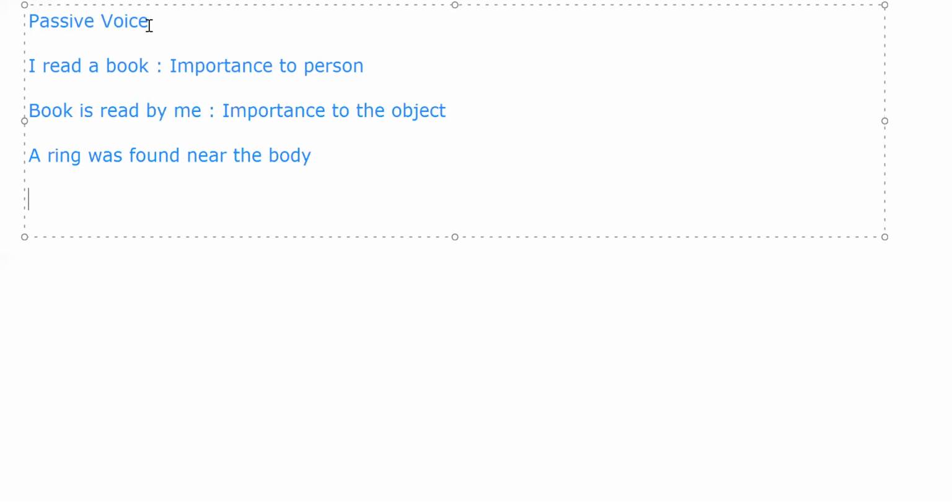However, the person who found the ring is not of importance, because we know that those are CIDs or the police people, and their task is to find such clues only. So we are not giving importance to those people, but rather the clue which we have found. The active form of this passive sentence was: the policeman found a ring. In this situation, the policeman is not important. What is important is the ring, because that could give further insight into the case. So that's why we use passive voice.